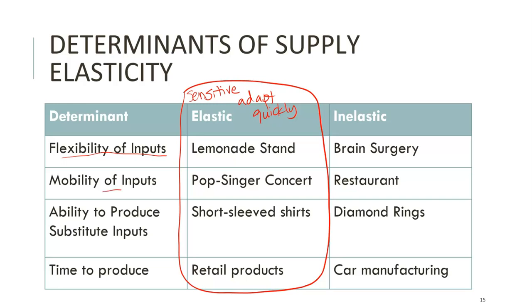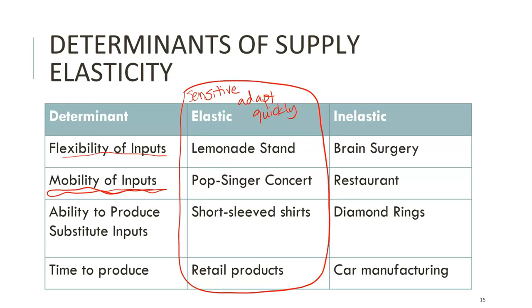Mobility of inputs. So can you move around what you're selling? This example here is a pop singer concert. If they've got a concert and they have higher demand, they might be able to move to a bigger venue, even in the same city. They may be able to add an extra tour date in the middle, move around. What people are paying for is being able to see that singer, and so they can move that product around to meet the customer.